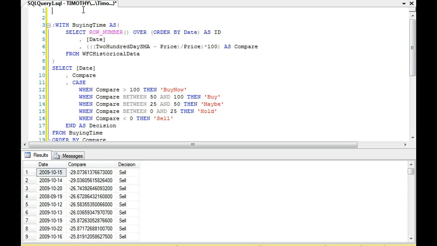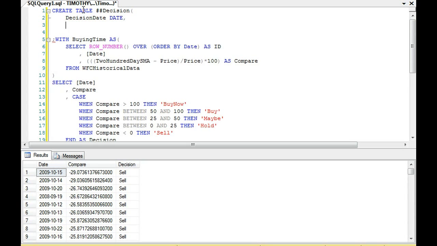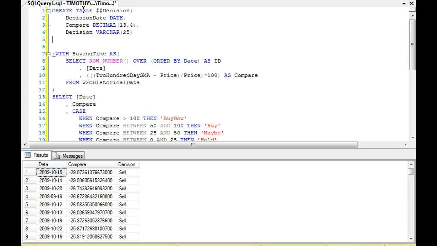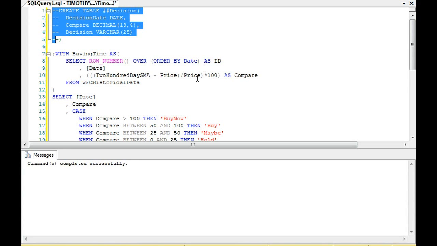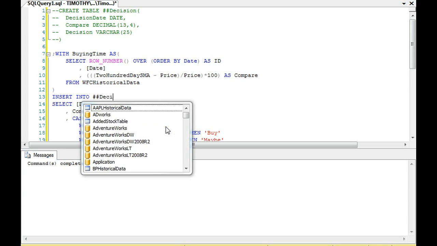What I'm going to do is just create a temp table. This is one of the temp tables that we can create, and we will call it decision. We will do decision date, which will be a date, and we will create a compare value, and this will be decimal, as you can see. That should be sufficient, and then we will have the actual decision, which will be a varchar. Okay, so we're going to create our table, and then insert into decision.